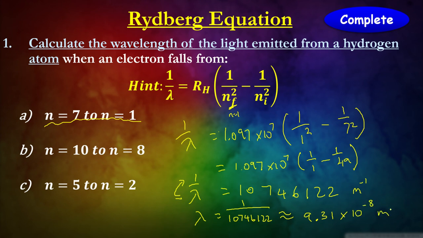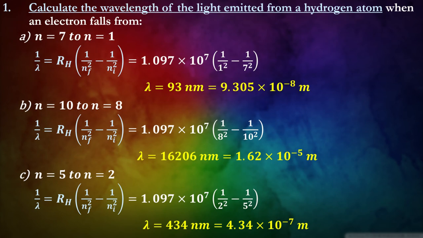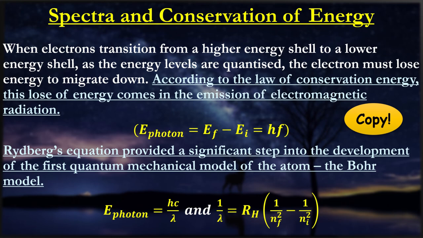And so that's how you use the Rydberg equation to calculate the wavelength of the electromagnetic radiation produced from that transition. Okay, answers for these ones here.